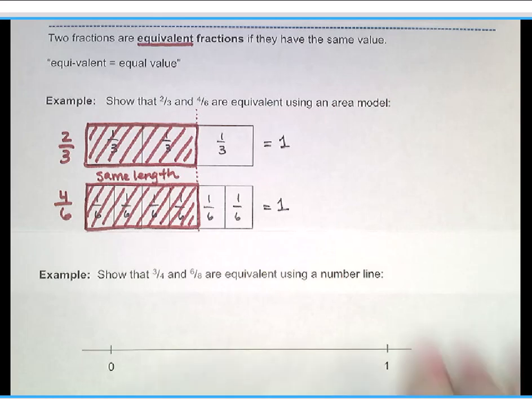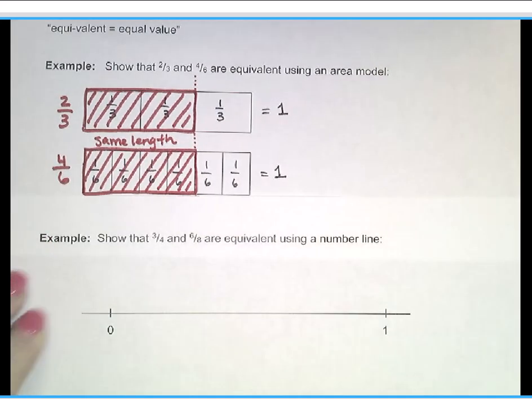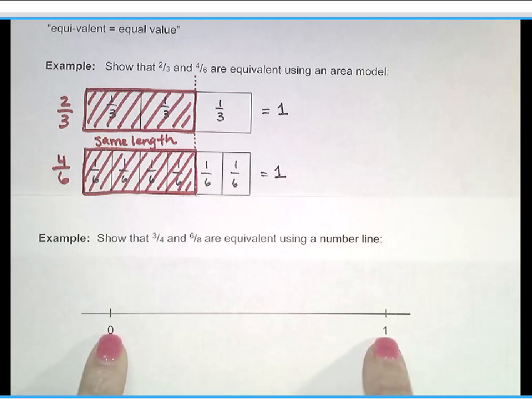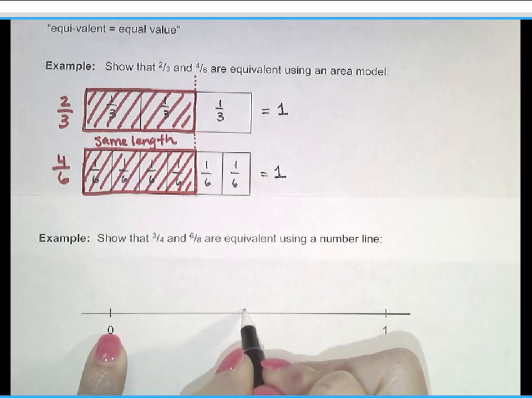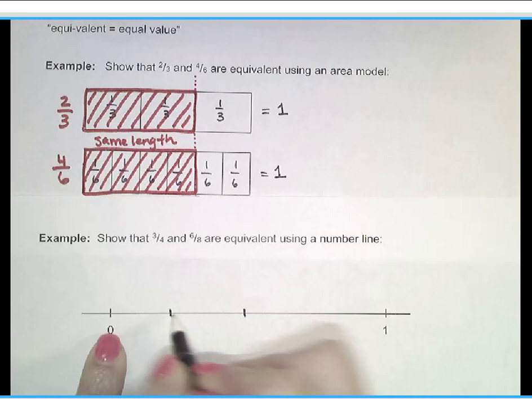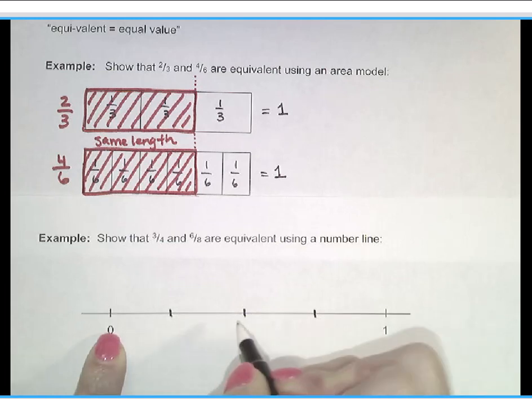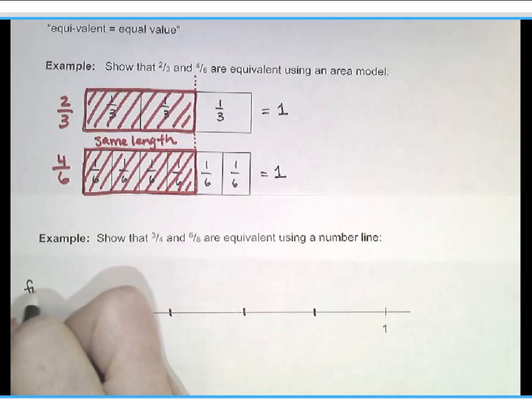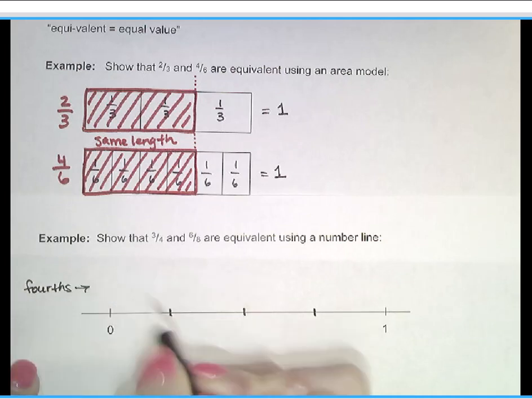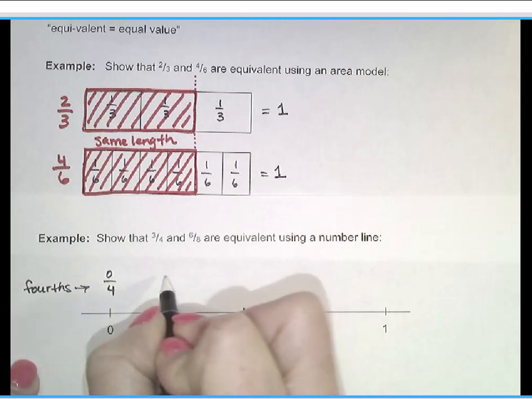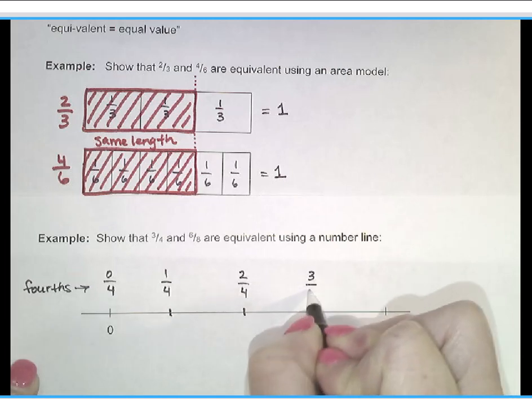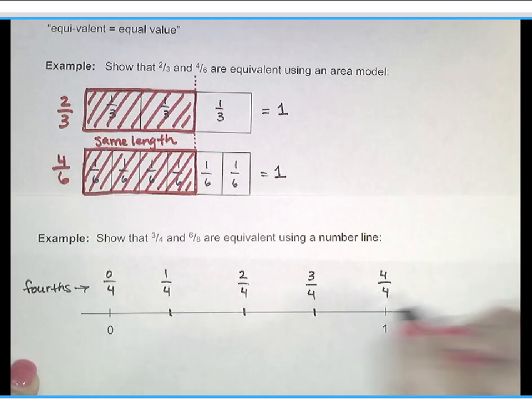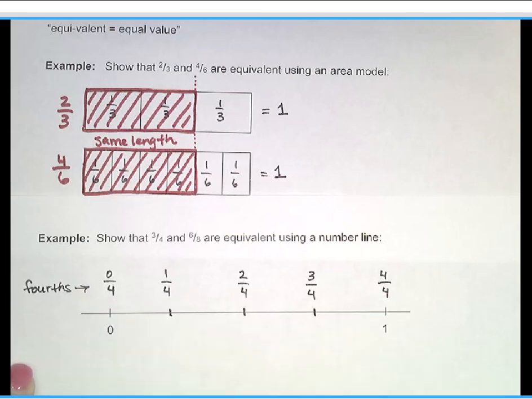I have found the easiest thing to do is fourths on the top maybe and eighths on the bottom. So I've got from 0 to 1. If I want to show 3/4, then I have to cut this into fourths. So I'm going to attempt to cut it in half, and then cut each of those little halves in half. I'm going to do fourths on the top. Going this way, we have 0/4, and then 1/4 and 2/4 and 3/4 and then 4/4, right? So we're translating to fourths language.